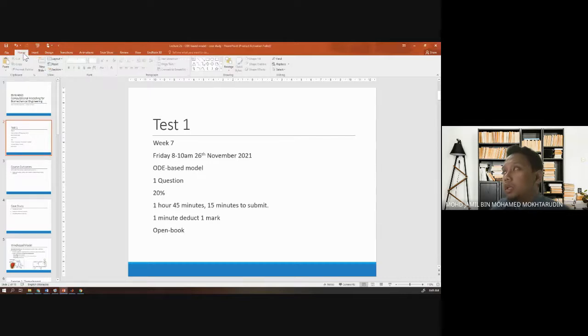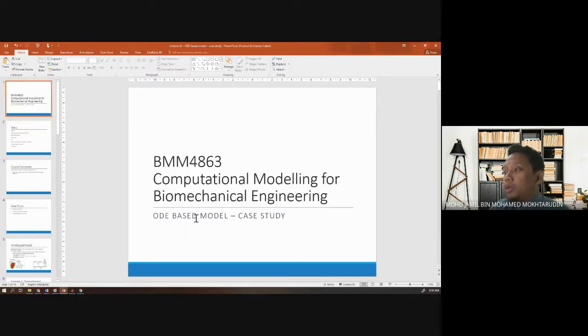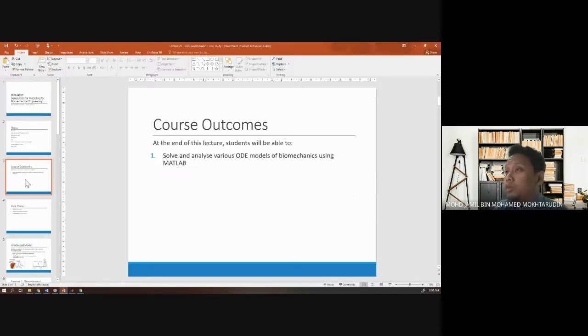Okay, so let's continue with our lecture. So yesterday we have learned how to write an ODE-based model using MATLAB code, to solve ODE-based models using MATLAB. So today we will continue looking at various examples of ODE models in biomechanics, and we will try to use MATLAB and solve the model.